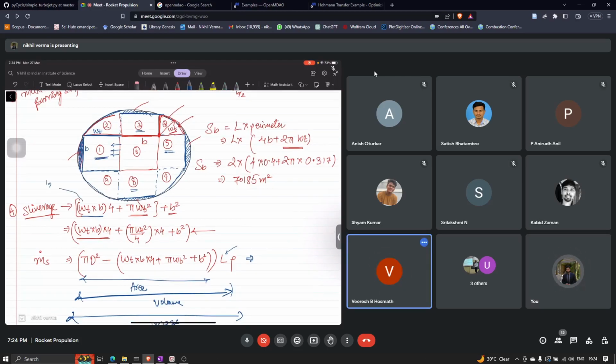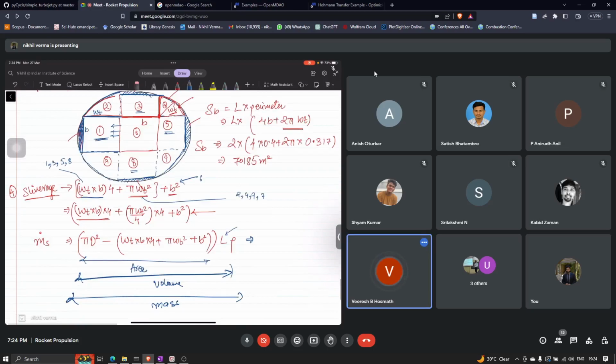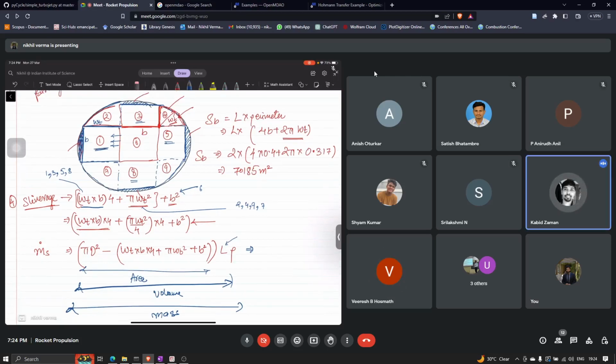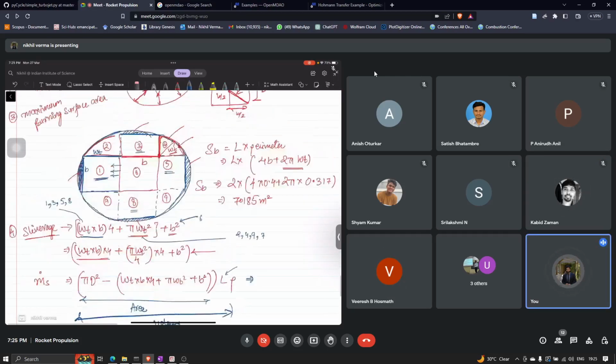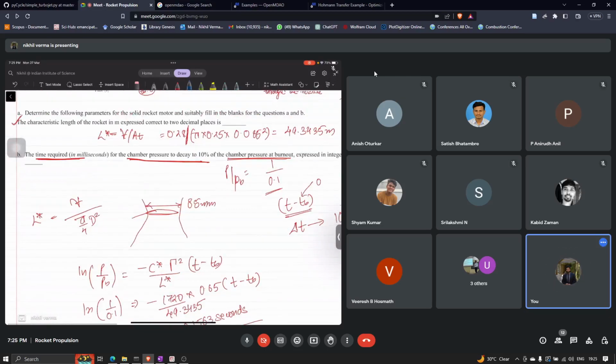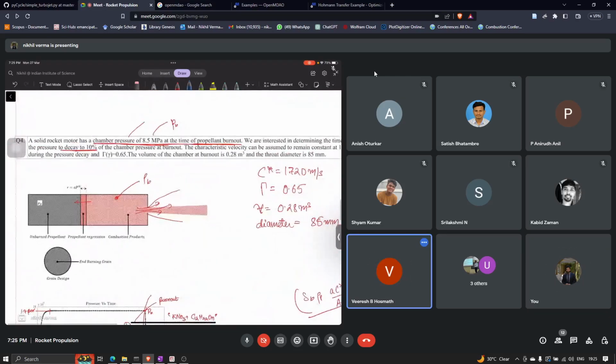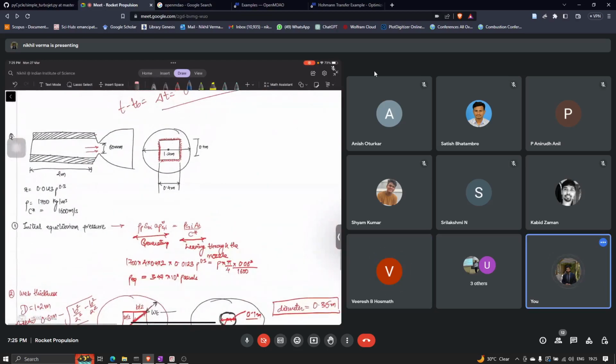Okay. 1 comma 3 comma 5 comma 8. And this is 2 comma 4 comma 9 comma 7, and this is your 6. Odd and even, sir. Okay. What is the density? Sorry, density is 1700.